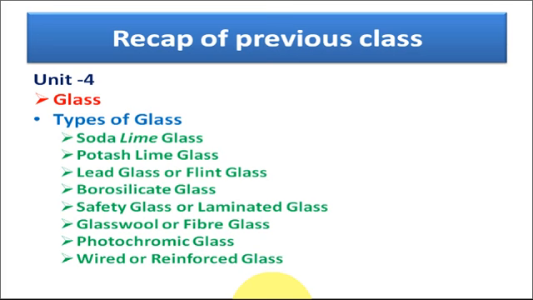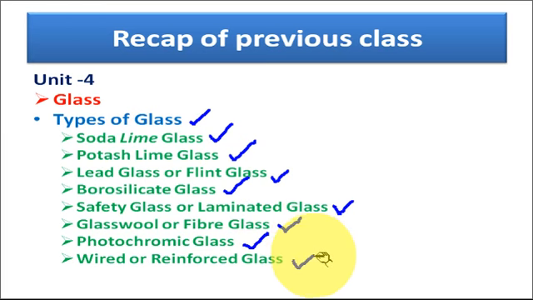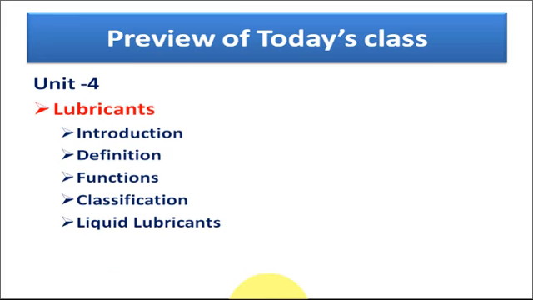In the last class, we discussed the various types of glasses: soda lime glass, potash lime glass, lead glass or flint glass, borosilicate glass, laminated or safety glass, fiberglass or glass wool, photochromic glass and the reinforced glasses. By completing the various types of glasses, we have finished the topic glass, and the last topic of Unit 4 is lubricants. So today we are going to start the topic lubricants.